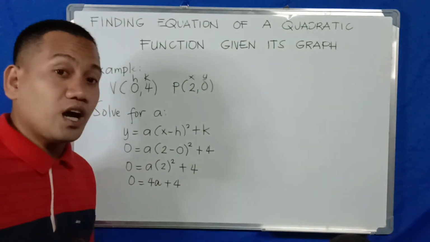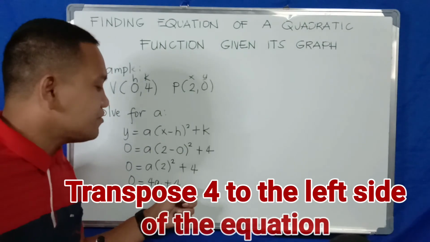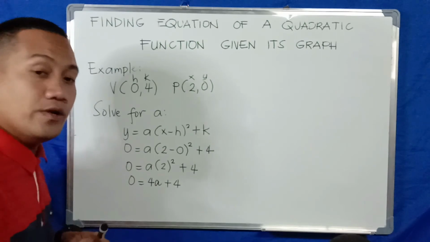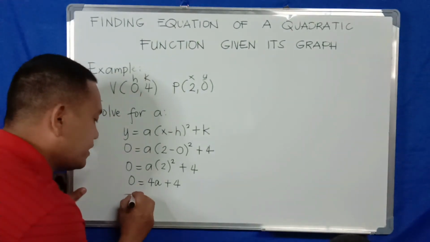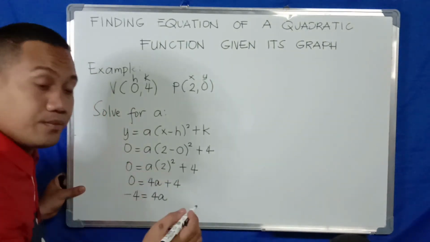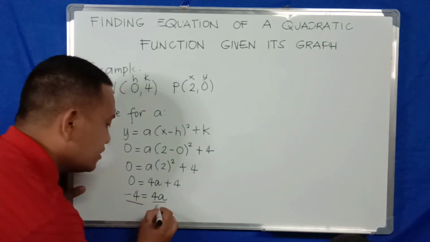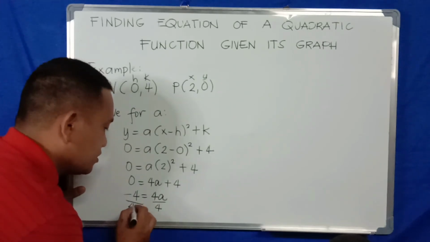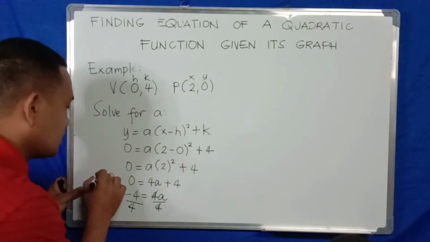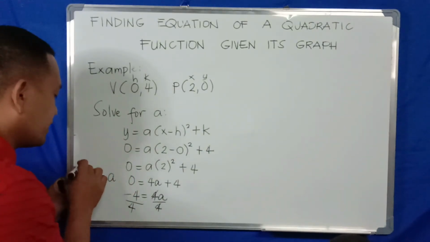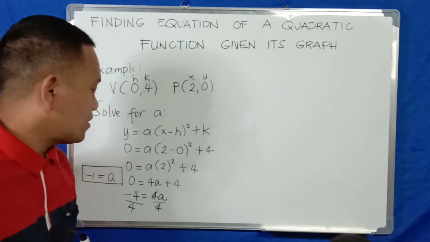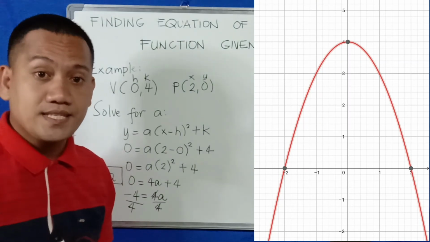Since we are solving for our a, we need to transpose positive 4 to the left side of our equation. Transposing it to the other side will change its sign. So we will have negative 4 is equal to 4a. Then we will divide both sides by 4. So we can cancel this out. So a here is equal to negative 1. So it gives us a value of our a which is less than 0. And it follows that our graph here opens downward.